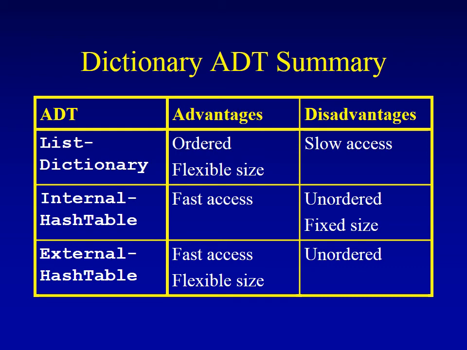The two hash tables both have fast access, but both of them are unordered as a disadvantage. The internal hash table has fixed size as a disadvantage. It can only contain as many keys as the array has space for. The external hash table, however, the buckets can grow indefinitely with the simple implementation we've used for buckets at least, and so we've got a flexible size there again. And so there's a complex set of trade-offs one would need to weigh up when considering which one of these ADTs is the best for a particular client situation.